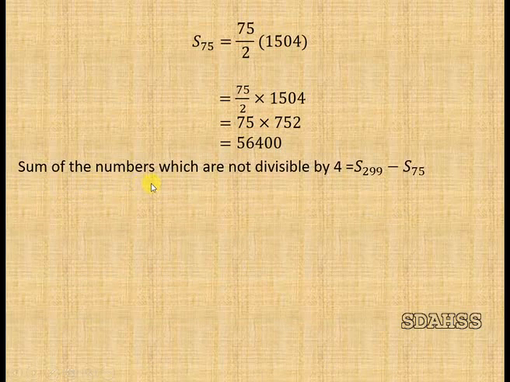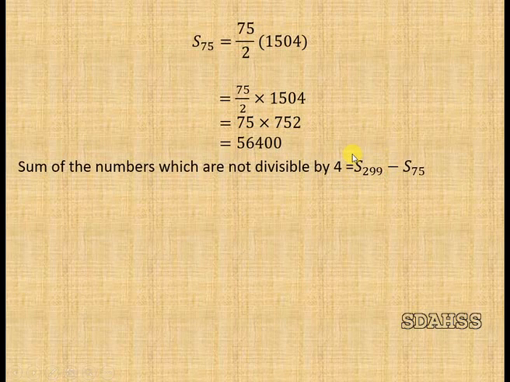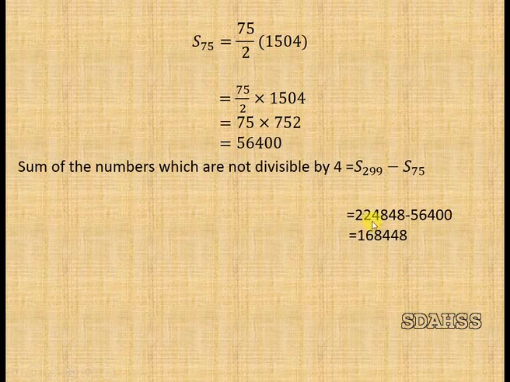Actually, we want to find the sum of the natural numbers which are not divisible by 4, which is equal to S299 minus S75. That is the sum of all natural numbers between 602 and 902 minus the sum of all natural numbers between 602 and 902 which are divisible by 4, which is equal to 2,24,848 minus 56,400, that is equal to 1,68,448.